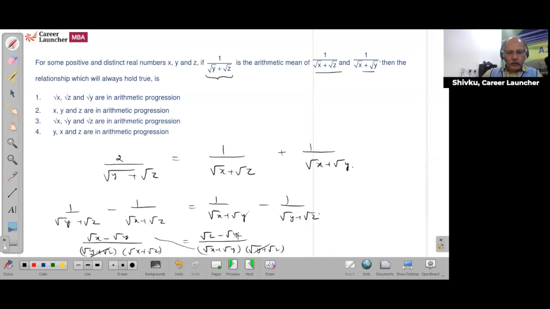So when you take it to the other side, what you end up getting is, sorry, this is not what is getting cancelled. Y is getting cancelled. So this should be root x. Okay. So when you cancel this out, what you end up getting is x minus y is equal to z minus x. Or you'll get 2x is equal to y plus z, which basically tells you that y, x, and z form an arithmetic progression. So this is the correct answer.